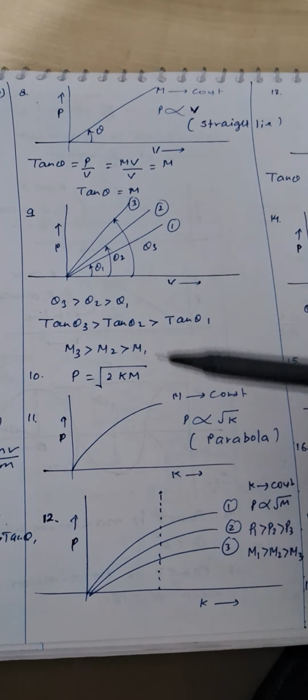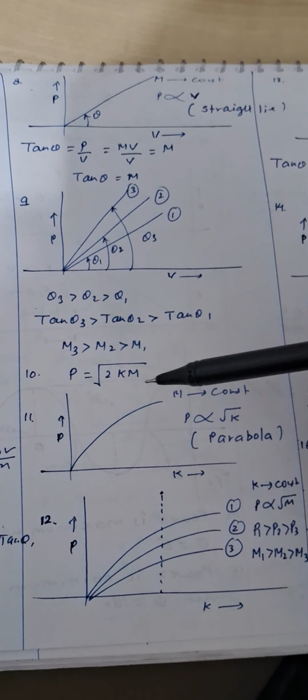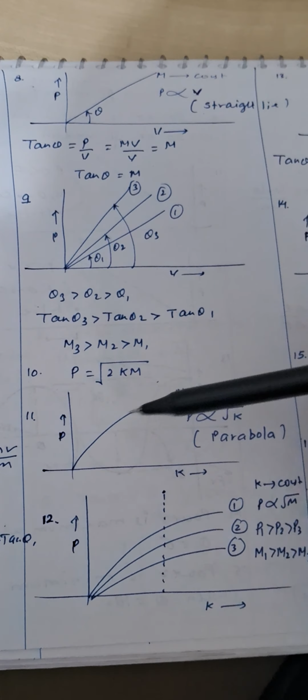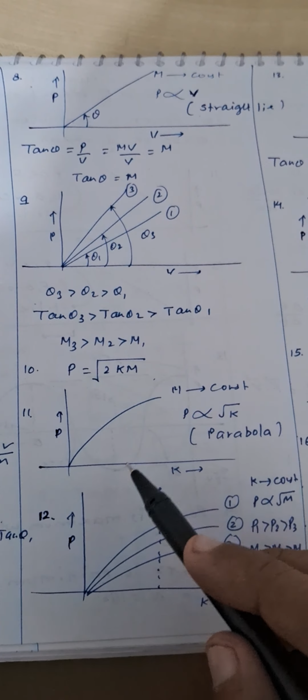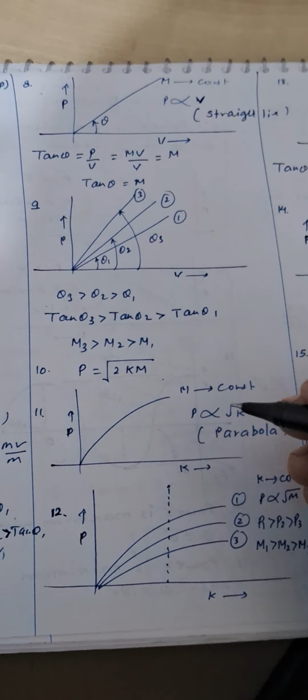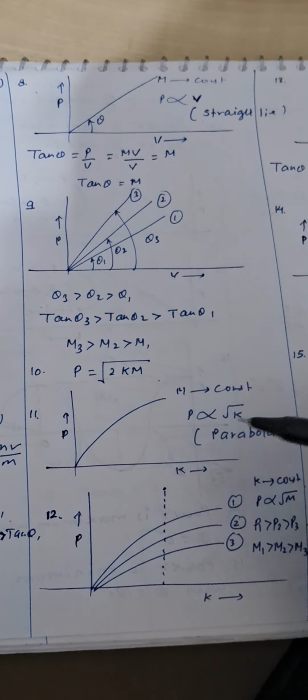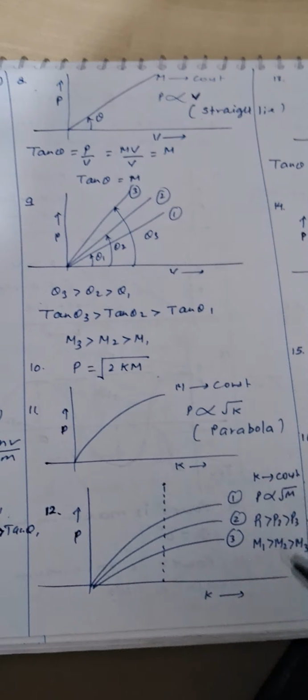That we can analyze. Next is relation between momentum and kinetic energy. This is p is equal to root 2Km. Next is, if we draw a graph between p and K, so we can see that p is proportional to root K, so graph will be a parabola turning toward K axis.